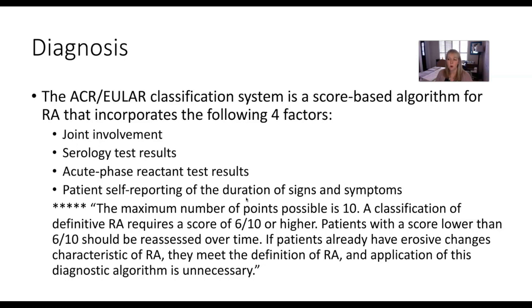So how do we diagnose rheumatoid arthritis? There's a classification system that is based on 4 factors: the joint involvement, serology test results, there's other what's called acute phase reactant test results, that means a SED rate or a CRP, and what the patient self-reports. So you add those points up, and this is in that article. The maximum number of points possible is 10. So a definite RA requires 6 to 10 or higher. If they're lower, then you reassess them over time and you use this classification.